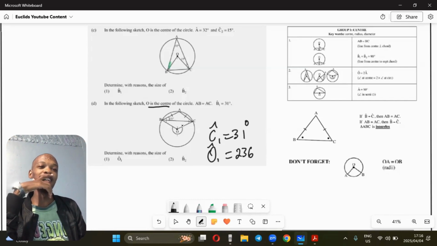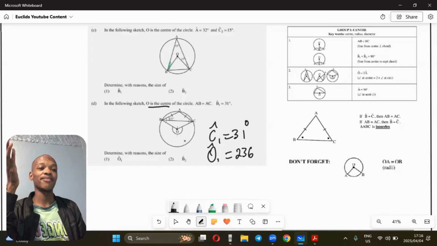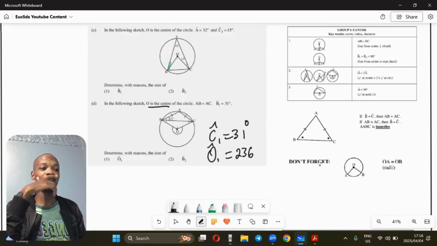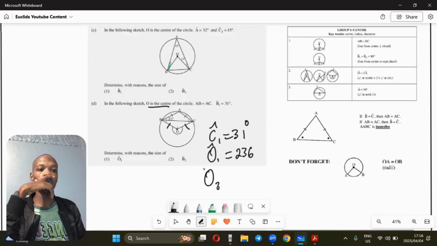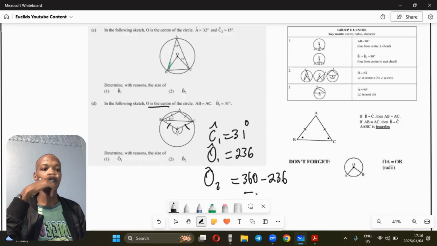And then let me check. What can we use? Oh, we have radii, and radii are always equal. Here is the radius. So we can use that. We should start by calculating O2. How can you calculate O2? Angles around a point. O1 and O2 are angles around a point. So it's going to be 360 minus 236.